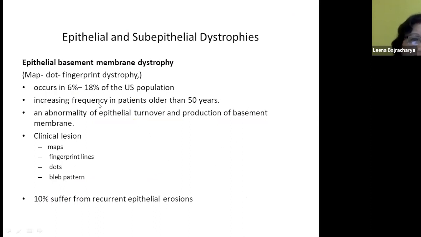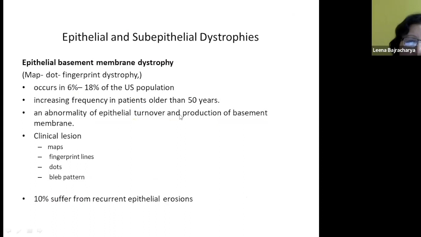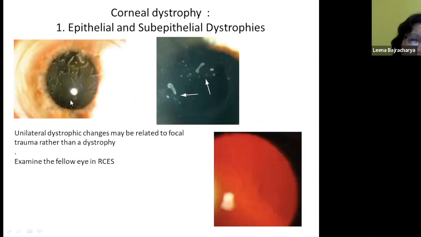commonly seen, and about 6 to 18% of population in US have this type of dystrophy. It is the abnormality of epithelial turnover and production of basement membrane. Clinical lesions may be map-like, dot-like, or finger-like projections. This condition is bilateral, but if it is unilateral, we have to ask the history of trauma, because trauma can also predispose to recurrent corneal erosion. And we always have to examine the fellow eye, because in the fellow eye we can find these lesions.